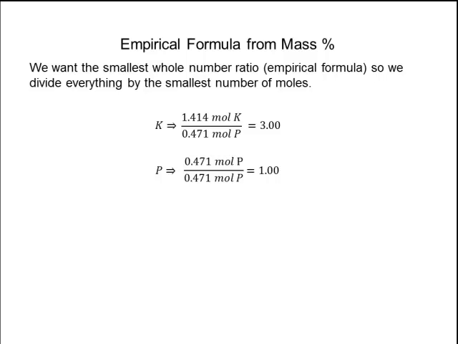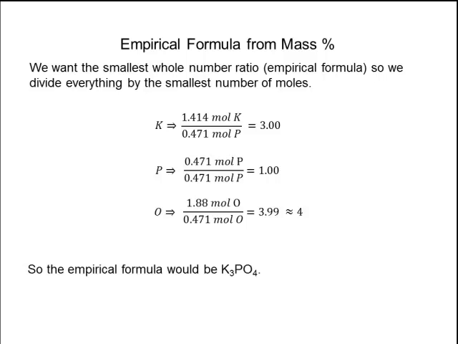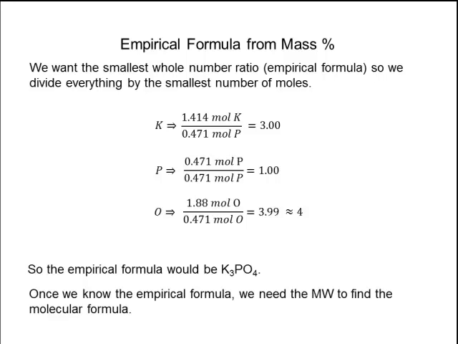Let's look at what happens with oxygen. 1.88 divided by the 0.471 gives us 3.99. Well, that's close enough that we're just going to call that 4. So when looking at these values, we can get the ratio of 3 to 4. So our empirical formula would be K3PO4. Now, in order to find the actual true molecular formula, we'd have to have the molecular weight of the compound, and there are ways of getting that experimentally as well. But this is just the steps to get us to an empirical formula.